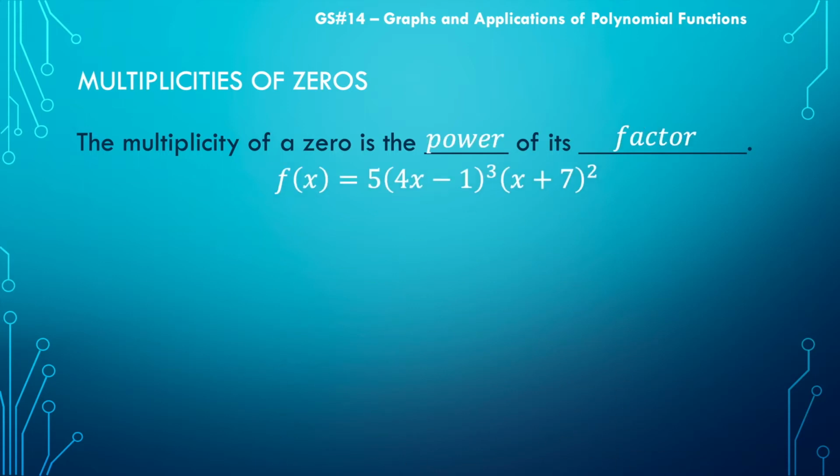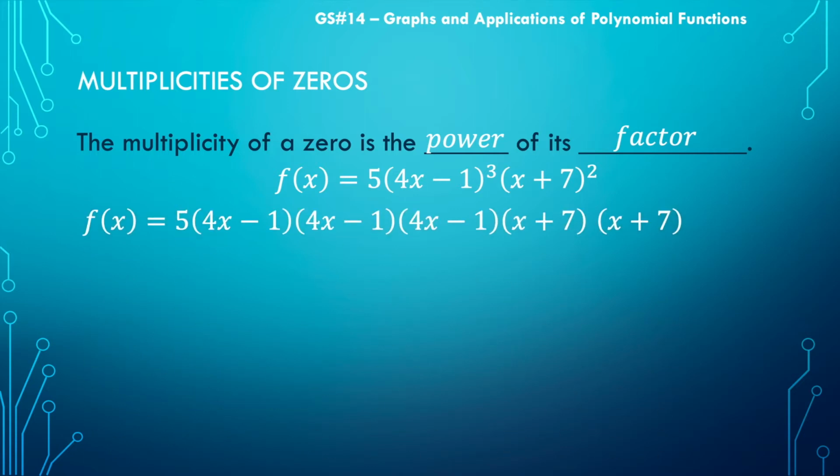Well, that's nothing more than the power of its factor. So consider this polynomial: f of x is equal to 5 times (4x minus 1) to the third power times (x plus 7) to the second power, or (x plus 7) squared. We could actually write this out like this, right? (4x minus 1) to the third power is the same as (4x minus 1) times (4x minus 1) times (4x minus 1). And (x plus 7) squared is (x plus 7) times (x plus 7).